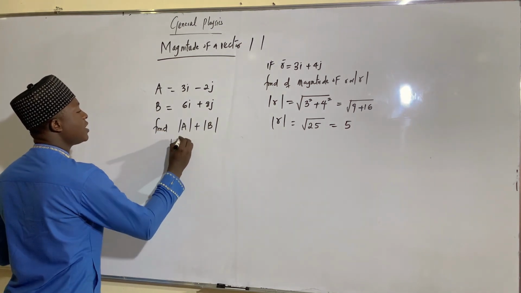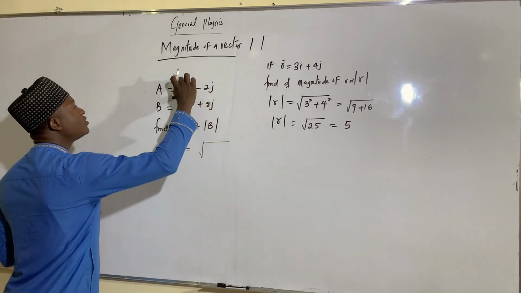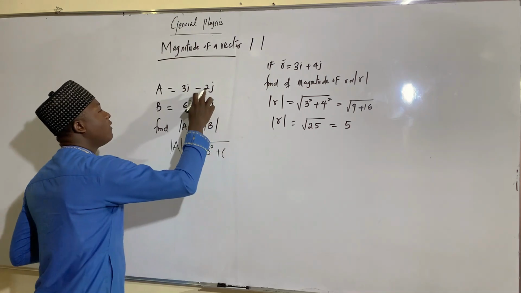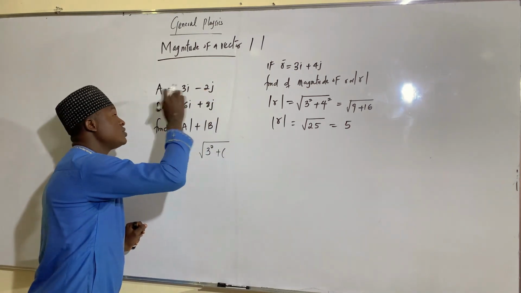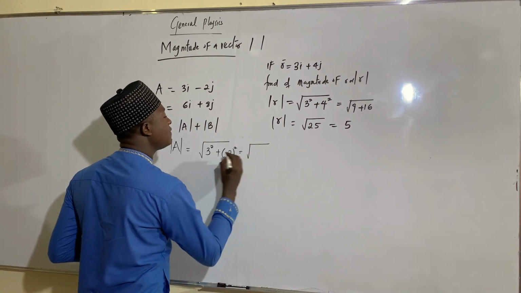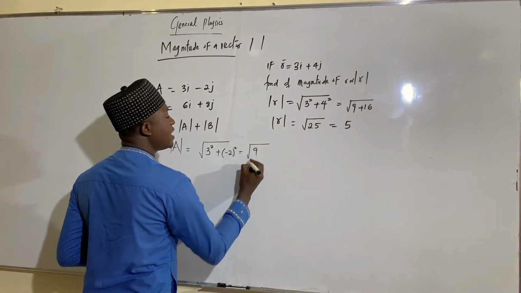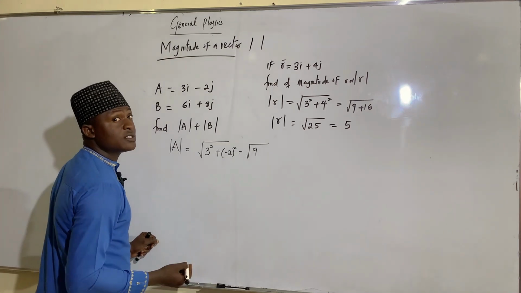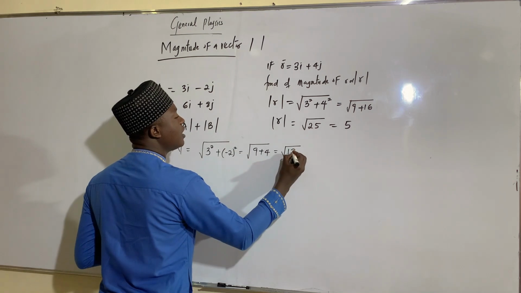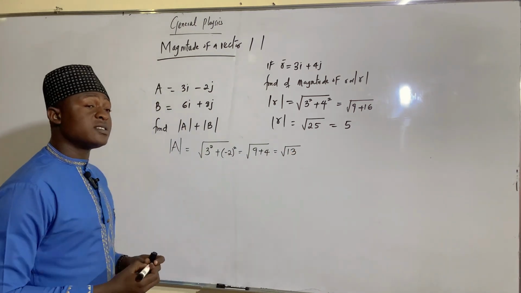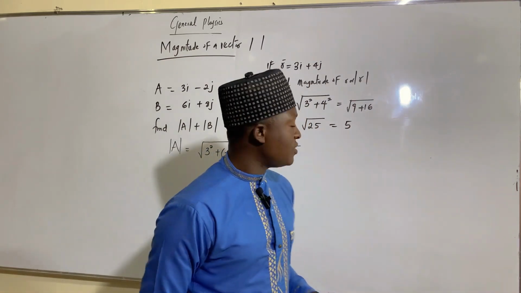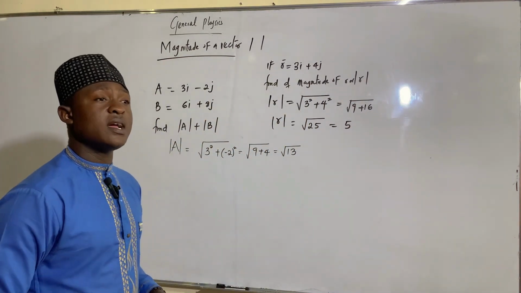The magnitude of A here is the square root of, the coefficient of i is 3, so 3 squared, plus the second one is minus 2, because you can see it's not 2 here, it's minus 2. So that is minus 2 squared. 3 squared is 9. Minus 2 squared means minus times minus, that's going to be plus, 2 times 2. So here we have the square root of 13. Do we have a perfect square for 13? No, there is no exact square root for 13 because it is an irrational number.